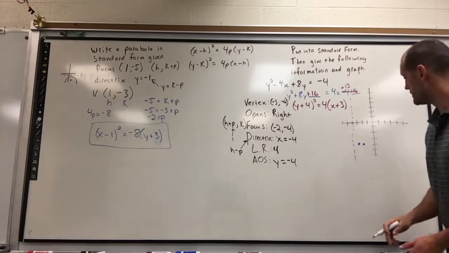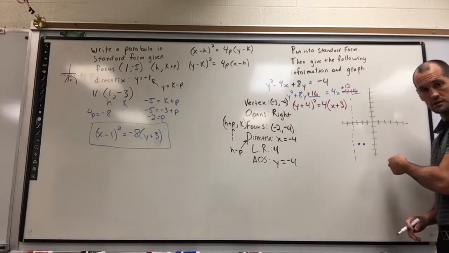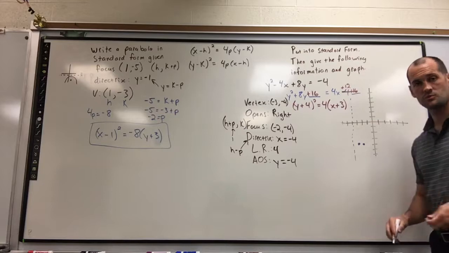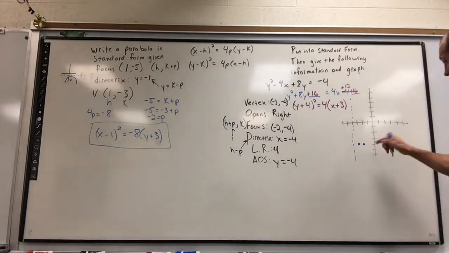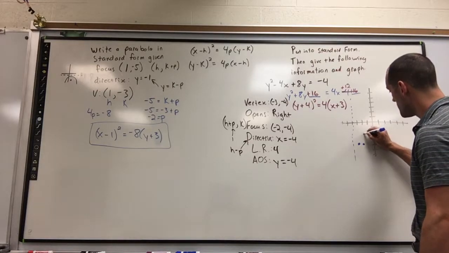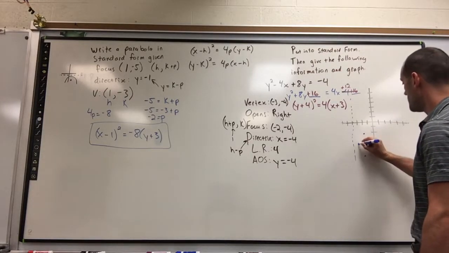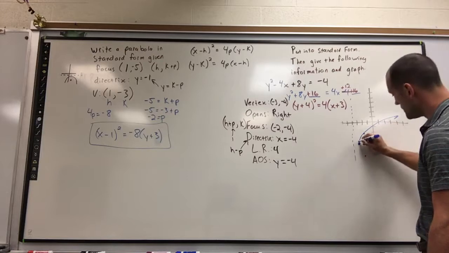Now, I mentioned this already. You open towards the focus, and the width of this will be the latus rectum. So if the latus rectum is 4, and it goes through this, it means I'm 2 up and 2 down. C the curve, B the curve.